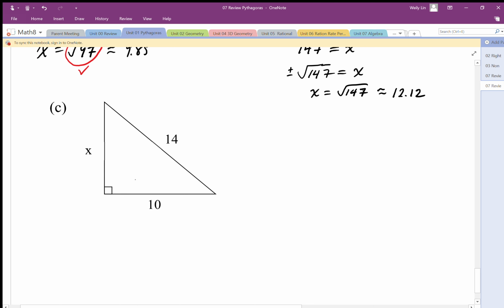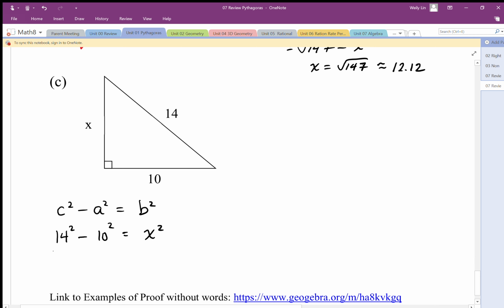So here, the same thing. We have the x value as one of the shorter sides. So we're going to use c squared minus a squared is equal to b squared. Okay, so when we do this here, we're going to end up with the longest side squared, or the biggest square, minus one of the smaller squares. So it's going to be 10 squared, which is going to give us the x squared.